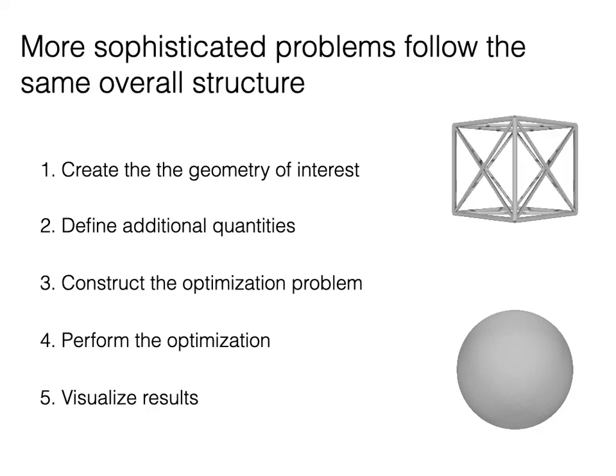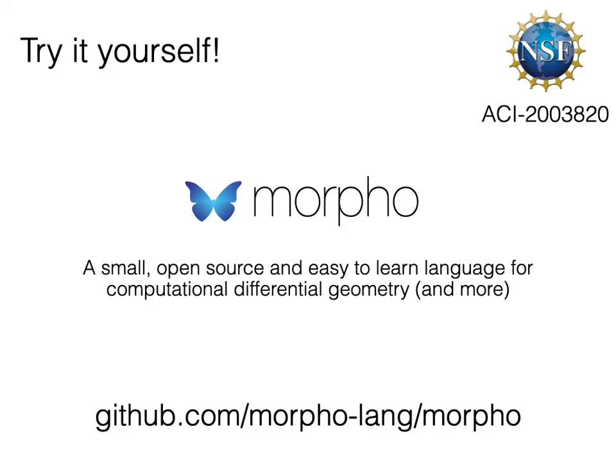So this is your first go at using Morpho to optimize shapes. Feel free to try it yourself. Morpho is a small open source and easy to learn language for computational differential geometry, shape optimization, and more.